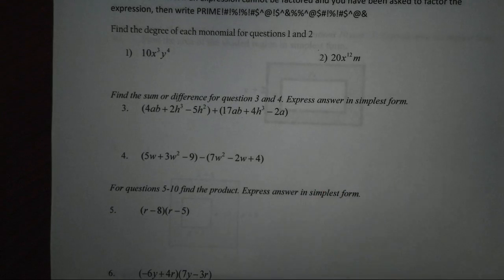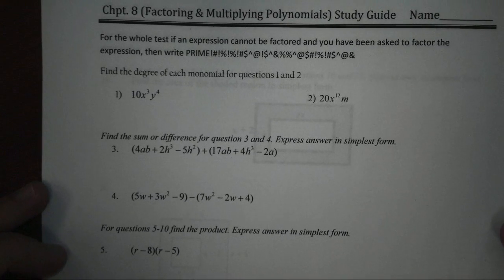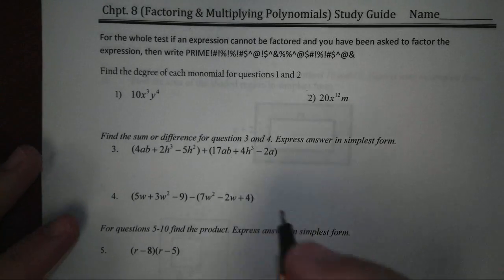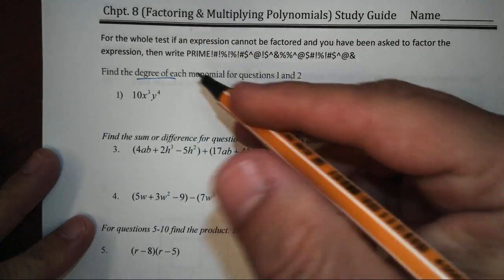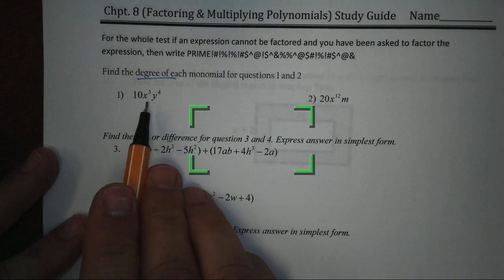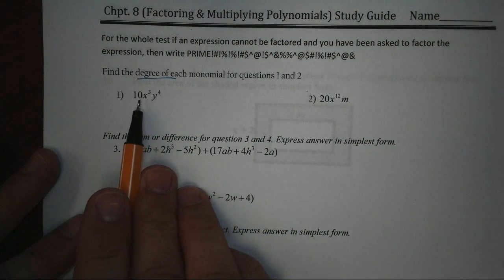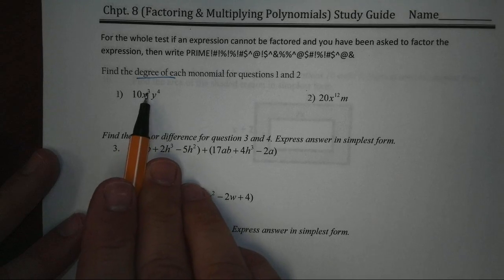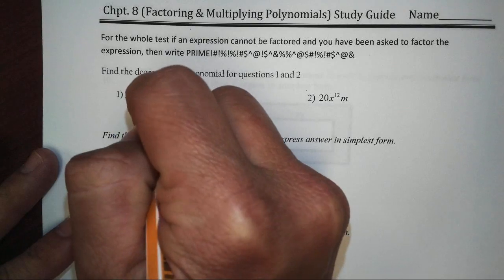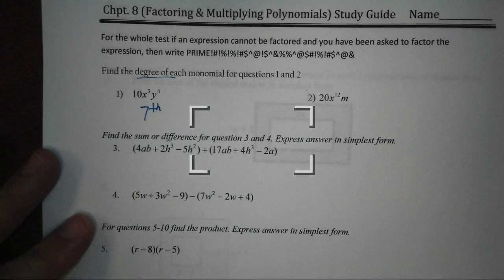Alright, this is our Chapter 8 study guide on factoring and multiplying polynomials. So here we go. The first one says we're going to find the degree of each monomial. So again, the degree means basically how many variables total does your problem have. So if we were to write this the long way, we would have 3 x's and we would have 4 y's. Therefore, this is called a 7th degree monomial.